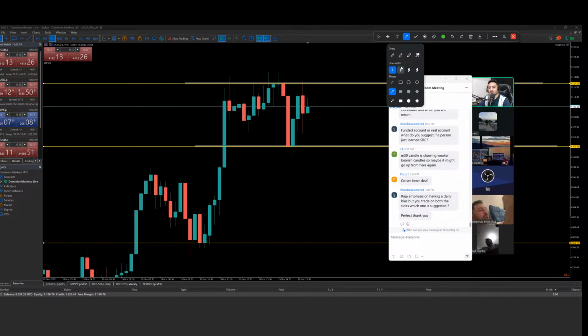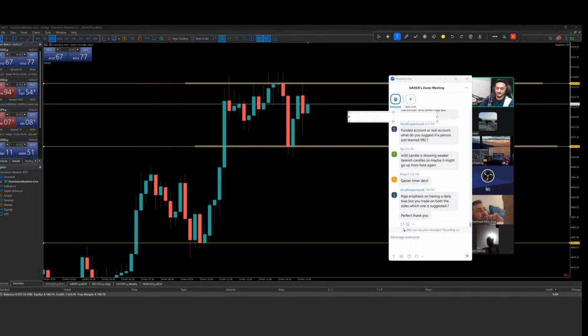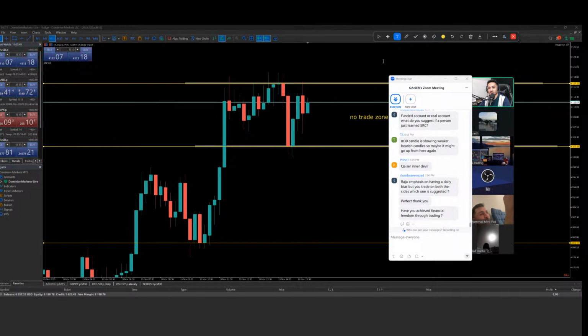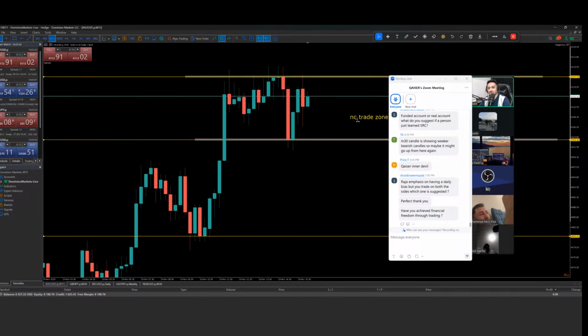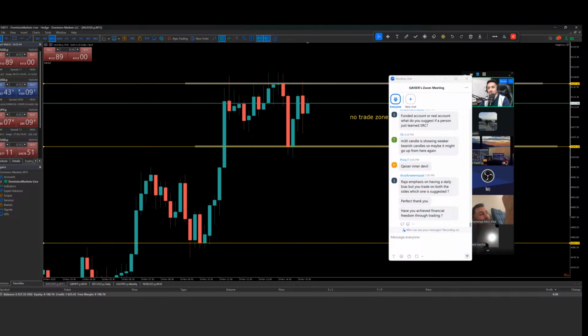How can I write it down? No trade, no trade zone. Here you go. This is the no trade zone.